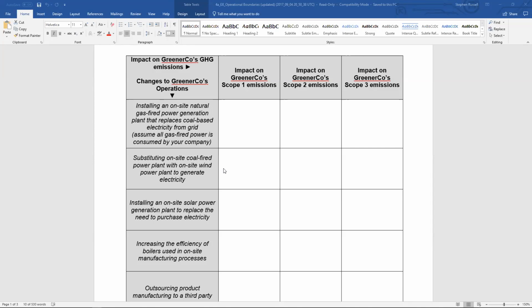And similarly, when you're looking at the coal-based electricity grid generator, you want to consider the upstream Scope 3 emissions from the extraction, processing, and transportation of the coal. Okay. So the impact on Scope 3 will really depend on the relative size of these upstream Scope 3 emissions.